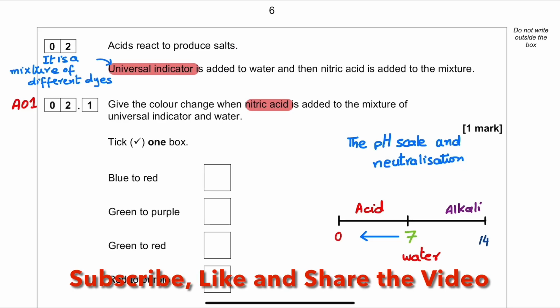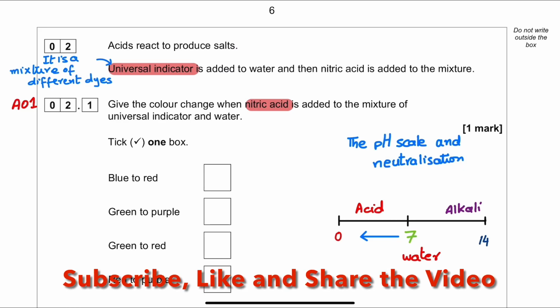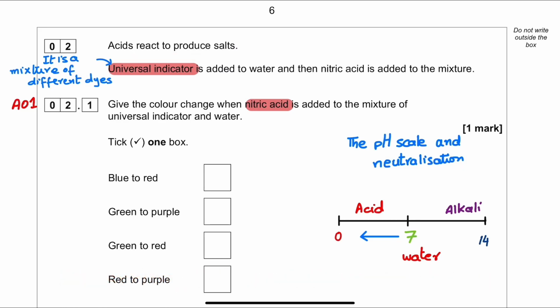Question number 2. Acid reacts to produce salt. Universal indicator is added to water and then nitric acid is added to the mixture. Universal indicator is a combination of different dyes. 2.1 is a year 1 question, and this question is from pH scale and neutralization.